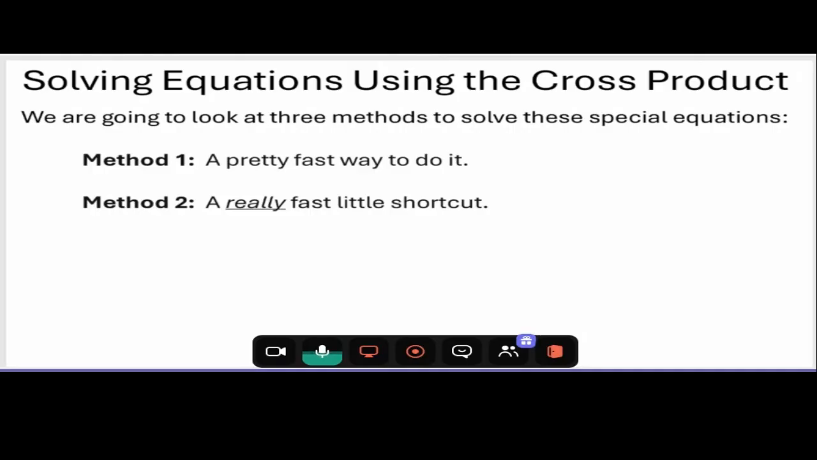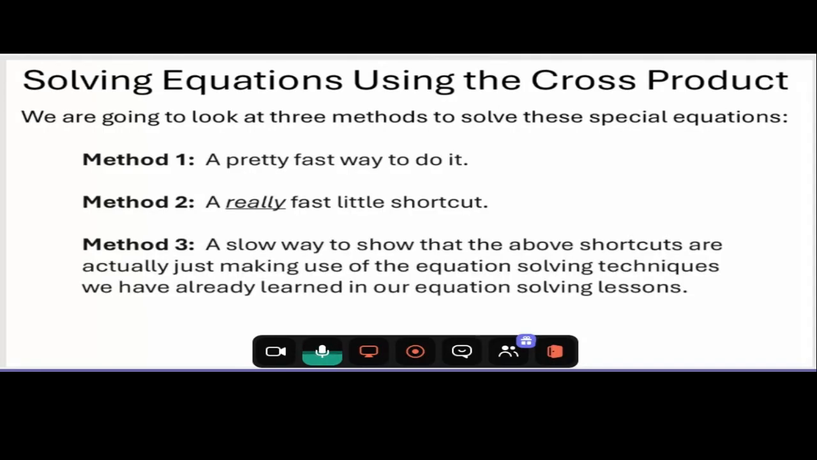Then we're going to look at a really fast little shortcut that makes these equations really, really quick to solve. And then at the very end, very quickly, and this is mainly for the 053 students, we're going to solve this the full out, slow, proper way, with the equation solving methods we've done in chapter 3 of 053, just to show that it is really the same exact thing as this little shortcut.